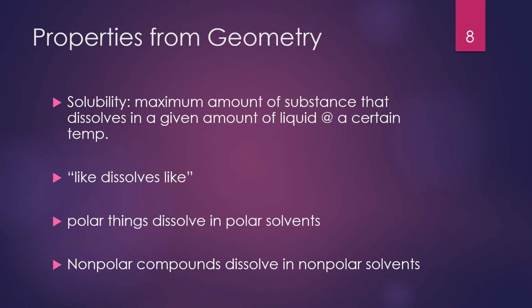What that means is polar things will dissolve in polar solvents. Nonpolar compounds will dissolve in nonpolar solvents. So if we're trying to predict if two things are going to be soluble in one another, we look at their polarities. If they are both polar, then yes, they are soluble. If they are both nonpolar, then yes, they are soluble. If one is polar and one is nonpolar, then no, they will not be soluble in one another.